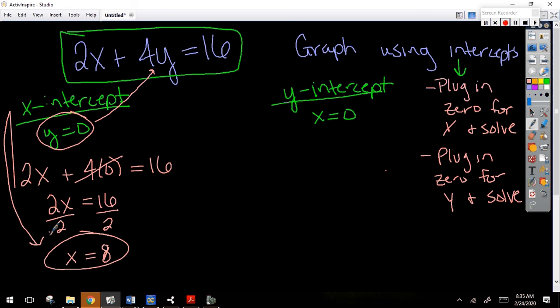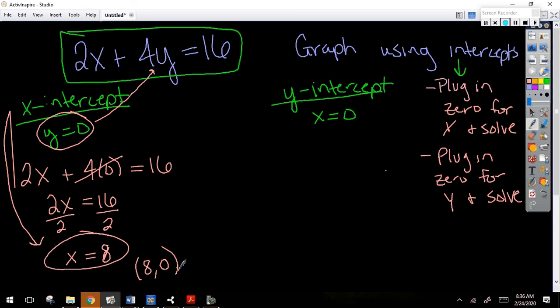Remember what it is I found, the x-intercept. It is crossing the x-axis at 8. What are the coordinates of that point? 8, 0. It's 1 point. I need how many to graph a line? 2. Now I'm going to do the same thing, but I'm going to do it for the other one.